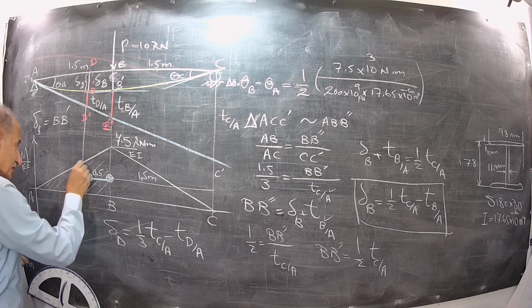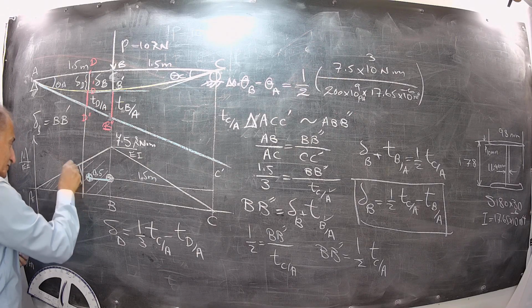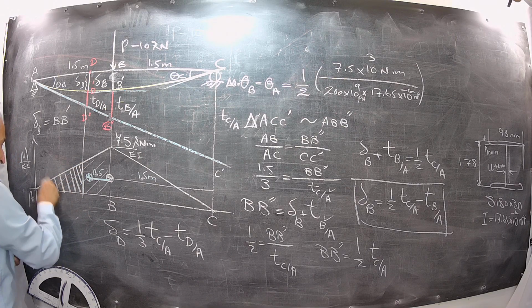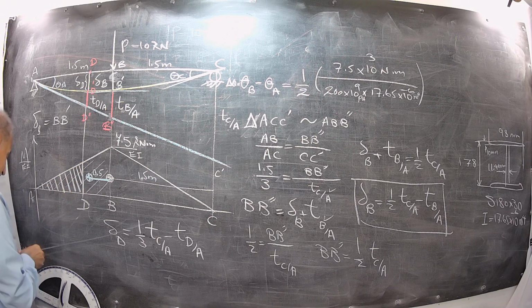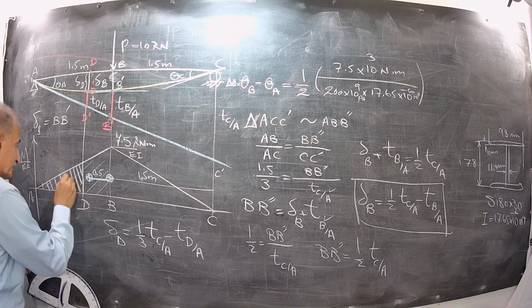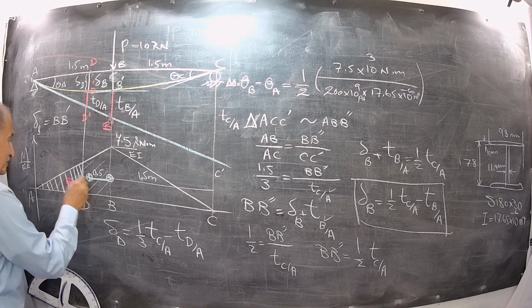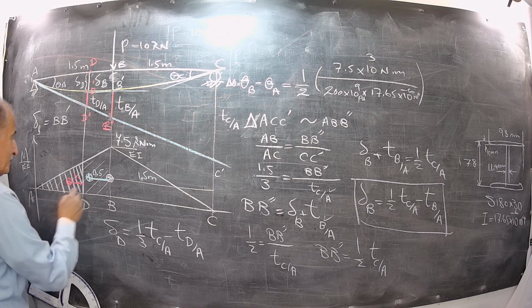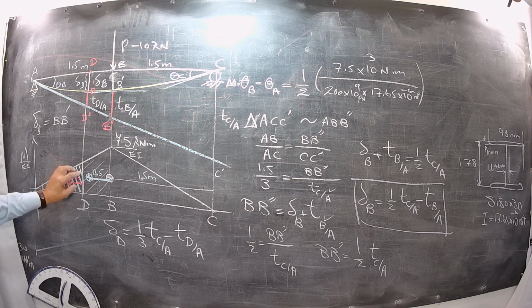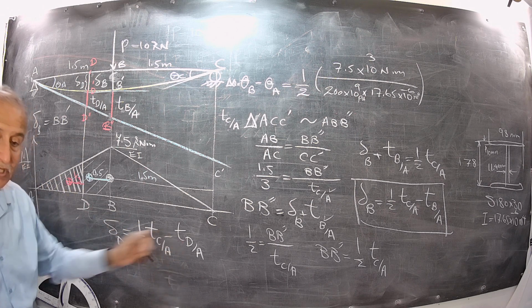TDA is this area. This is D, and its centroid is here, 1/3 from the base. This is 1 meter, and this is 1/3 meter distance. Then this area times 1/3 is equal to TDA.